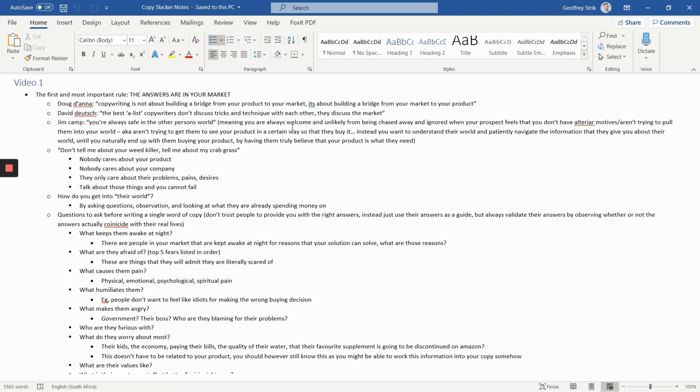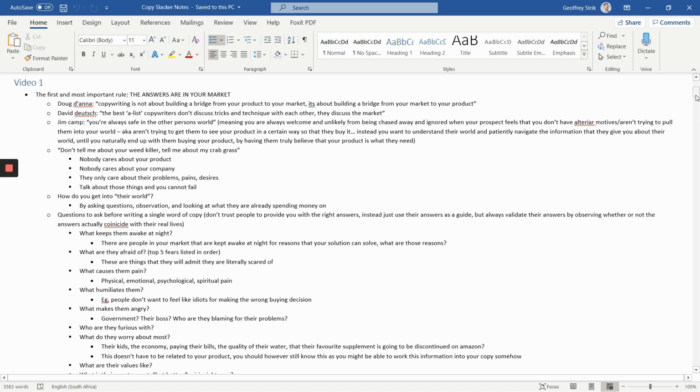Jim Camp says, you're always safe in the other person's world, meaning you're always welcome and unlikely to be chased away and ignored when your prospects feel that you don't have ulterior motives or aren't trying to pull them into your world. I.e., you aren't trying to get them to see your product in a certain way so that they buy it. Instead, you want to understand their world and patiently navigate the information that they give you about their world until you naturally end up with them buying a product by having them truly believe that your product is what they need.